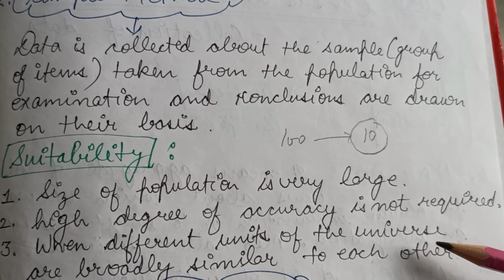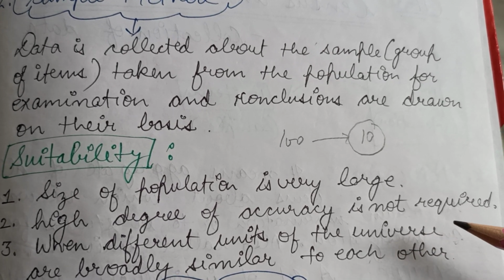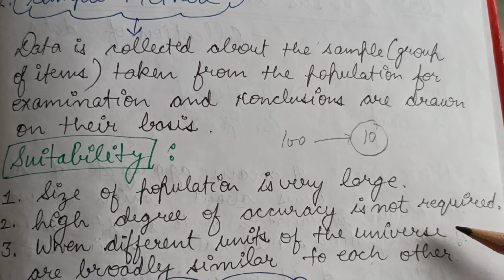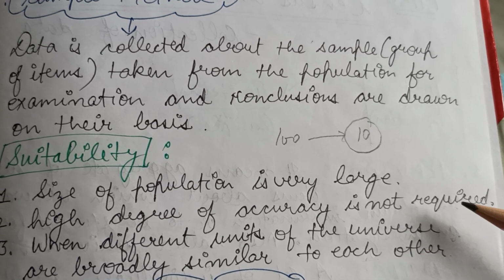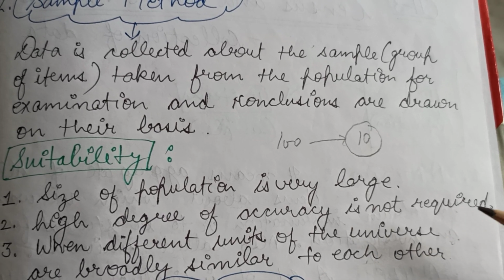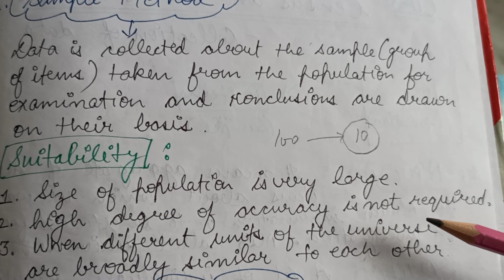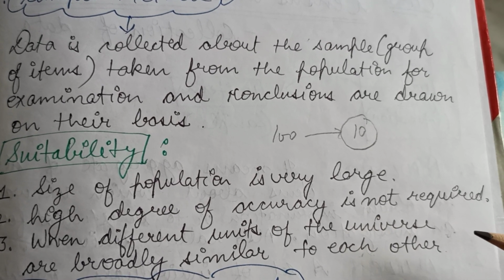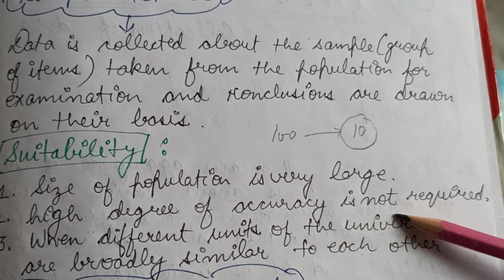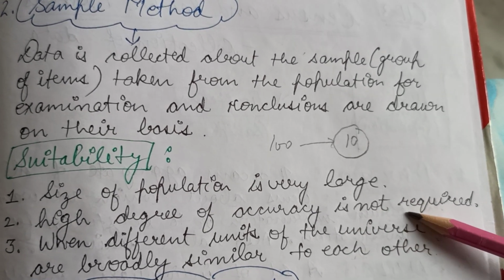But in case I need to collect information about the workers as well as the employers, the employers are educated, which means they have diverse characteristics. In that case I need to follow the census method, because a sample may not give me the required conclusions. So this was all about the sample method and the census method.